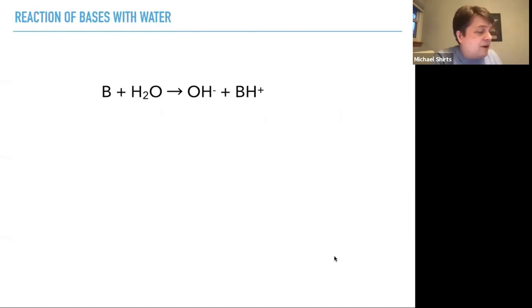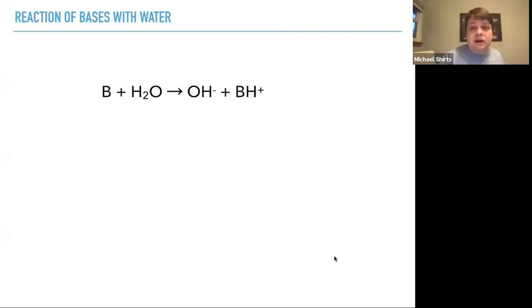So the standard reaction of a base with water is a base plus H2O, and that gives you OH minus plus the conjugate acid of the base. This is a little different in this case because we are creating OH minus from the water rather than losing the H plus from the acid.